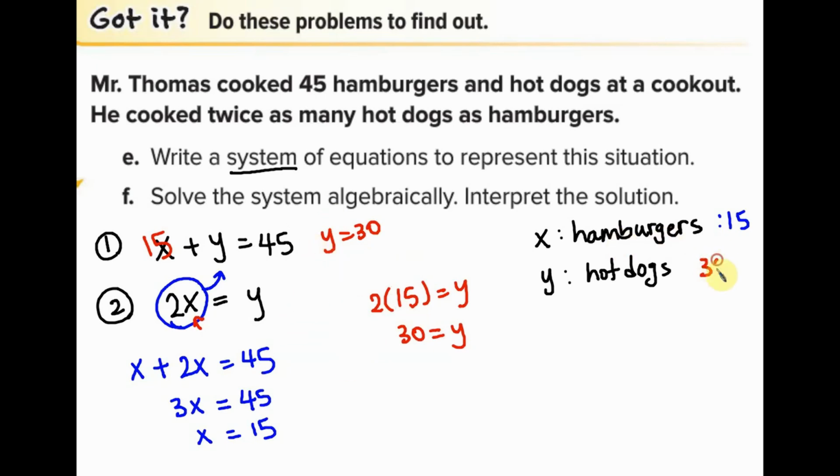Now, when I say the hot dogs are 30, let's see if it makes sense. There were supposed to be 45 total. So 15 plus 30, they do make 45. They were saying twice as many hot dogs as hamburgers. So as you see, I do have twice more hot dogs than hamburgers because 15 times 2 is 30. To interpret the solution, you can actually just use this as your final answer.